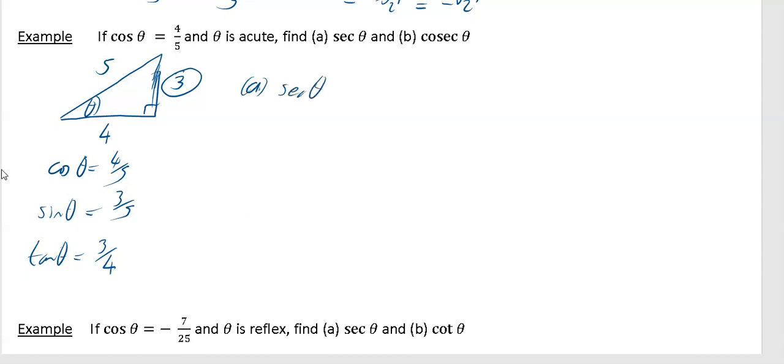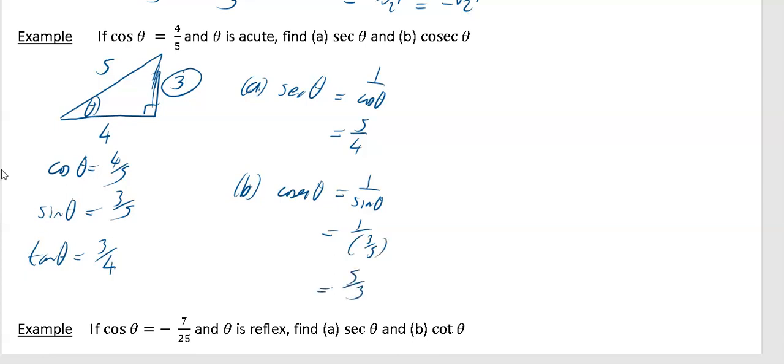So sec theta, first of all, is going to be equal to 1 over cos theta. I could have really done this one right at the start of this question. So it's going to be 5 over 4, the reciprocal of my cos theta. And part B is my cosec theta, and cosec, remember, is 1 over sine theta. So in this case that's going to be 1 over 3 over 5, so reciprocal that, you're going to get 5 over 3, and that's it done.